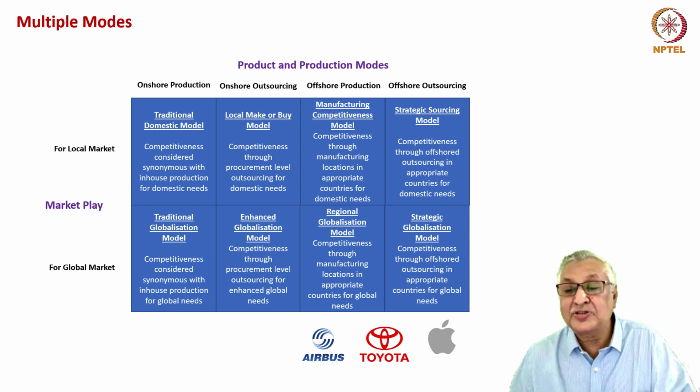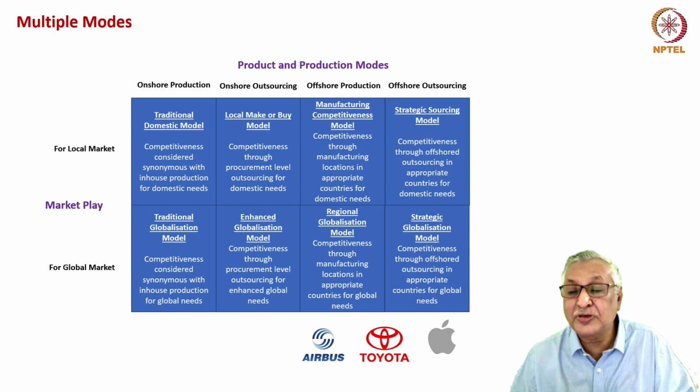Then you can also have a strategic globalization model where you achieve competitiveness through offshore outsourcing in appropriate countries for global needs. And Apple is a great example of the strategic globalization model where it offshores and also outsources all of its production to various countries and various companies to be able to get the best supply chain augmentation for its needs. Toyota follows the regional globalization model. As you would see, Airbus also follows a regional globalization model.